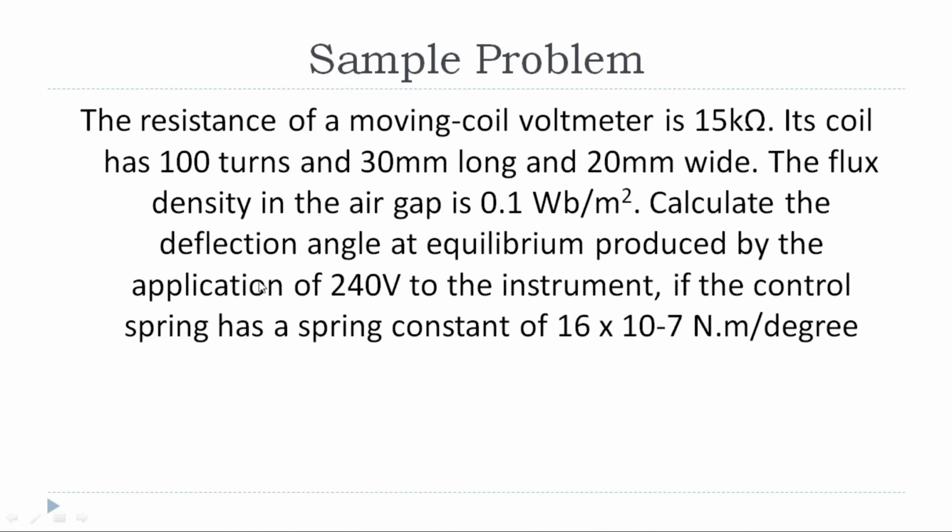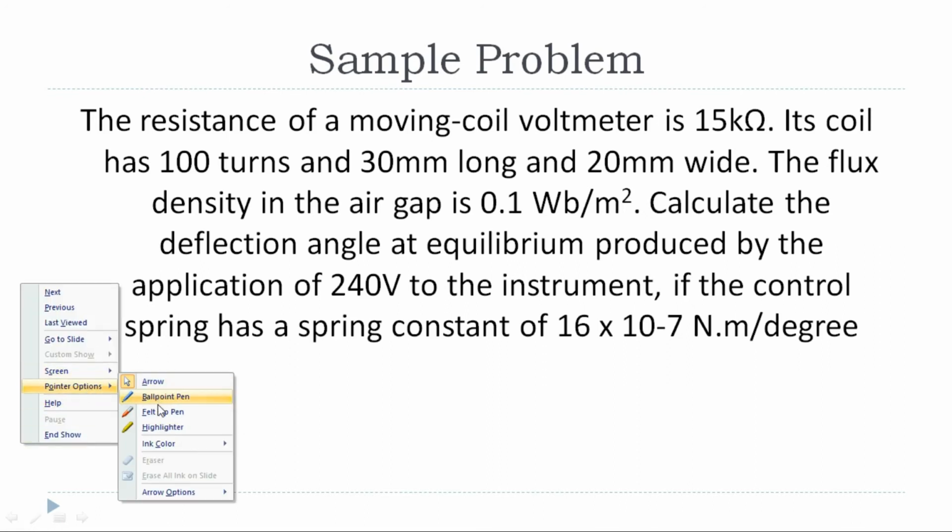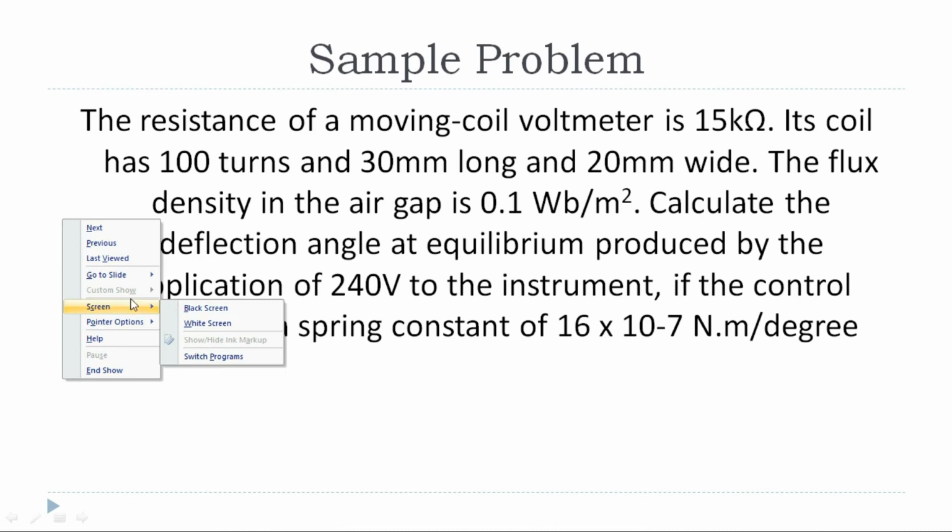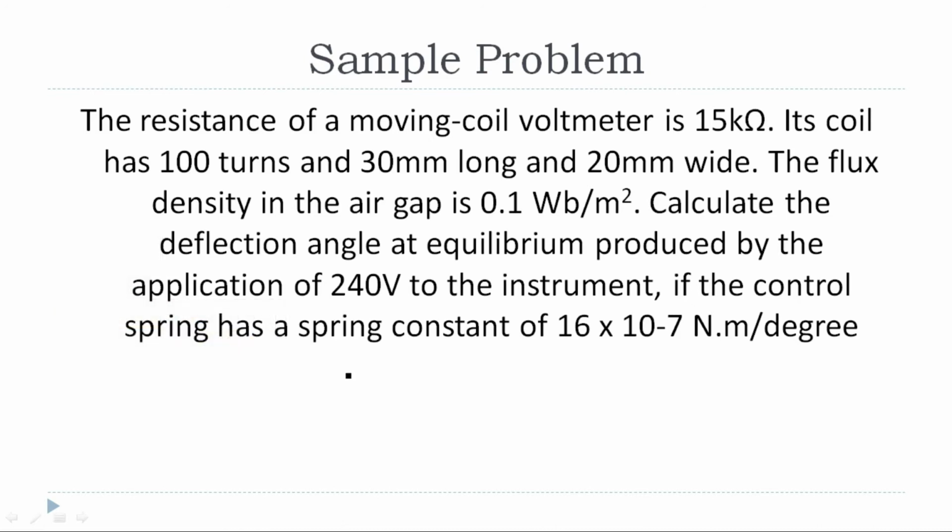So, let's get a ball pen. Let's write the givens. Given here, we have a resistance of 15 kilo ohm. We have a voltage of 240 volts. And what else? We have a spring constant of 16 times 10 to the negative 7 Newton meter per degree. What else? We have a flux density of 0.1 B.